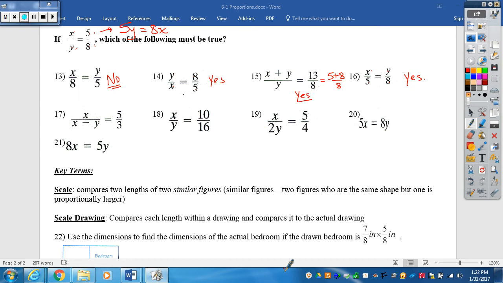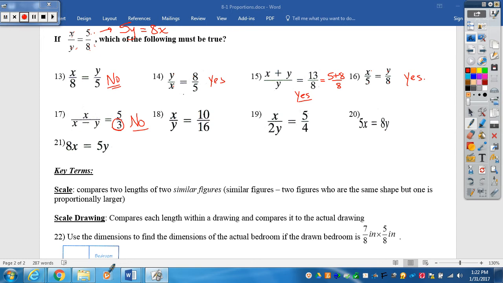Now the next couple might get a little tricky, so let's see how we got here. If I do x over x minus y, that should be 5 over 5 minus 8. Now 5 minus 8 is actually negative 3. And so as a result, this one would be a no. I could not rewrite it like that. If you put down a negative 3 there, then we would be in business.